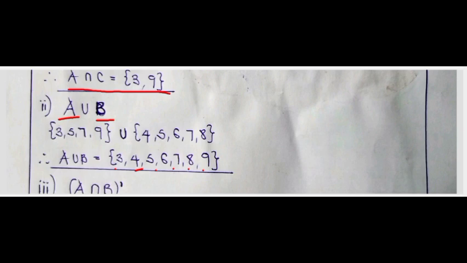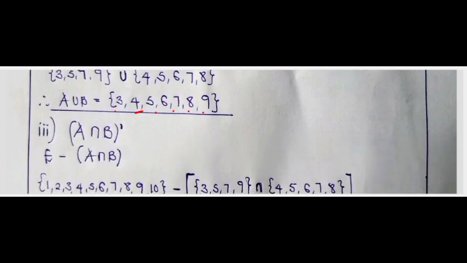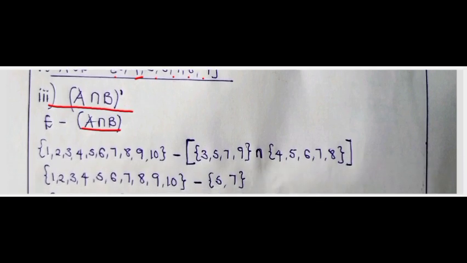Now, let us focus our attention on the third part, which says (A intersection B) complement. Remember, when we say (A intersection B) complement, we simply mean the universal set minus (A intersection B), meaning all the members that are outside A intersection B. Now, how do you write that expression down?